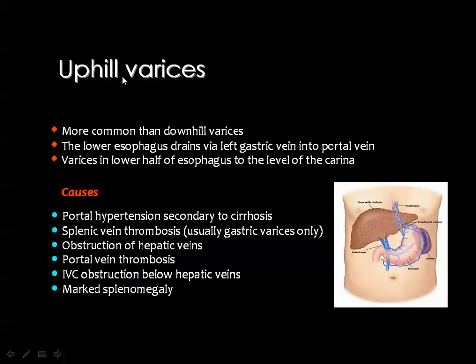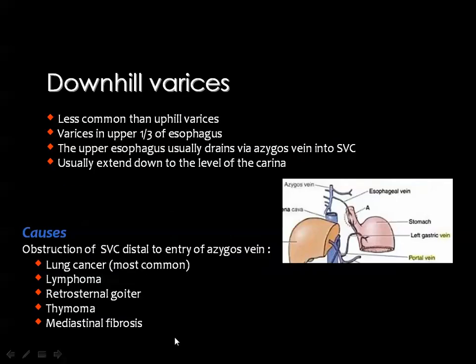Then you see the uphill esophageal varices, which are more common, and affect the lower part of the esophagus. The causes, as you can see, are portal hypertension, splenic vein thrombosis, obstruction of the hepatic veins, portal vein thrombosis, IVC obstruction below the hepatic veins, and splenomegaly.